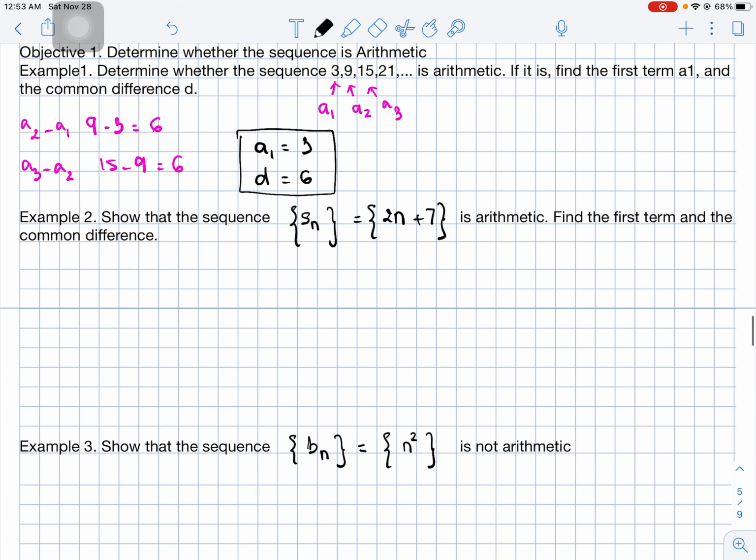In example number 2 and example number 3, it's more general for us. They don't list out for us a number. We can find out S1, which is the first term, S2, S3, S4, S5, so that we got the number just like example number 1. Or you can do the other way. So this way is more general.